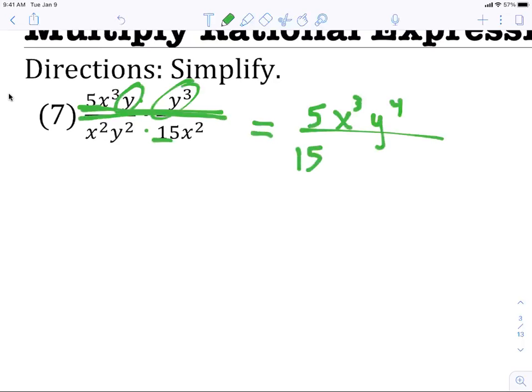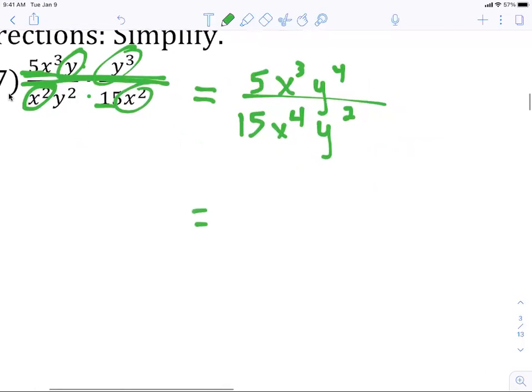I always move the number out to the front. X terms, we have 2 x's here, and I have 2 here, so I have a total of 4. And there's no other y's, so my y squared stays. Now, since everything technically right now is already broken up into multiplication, I don't have to factor anything. I just have to simplify.